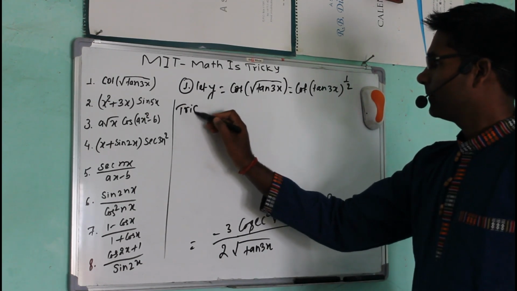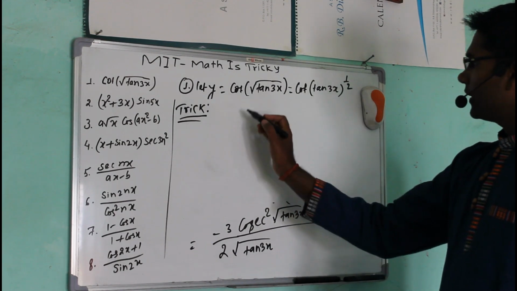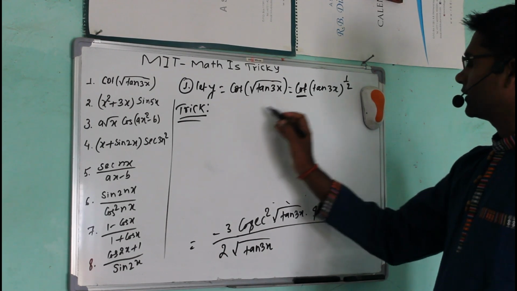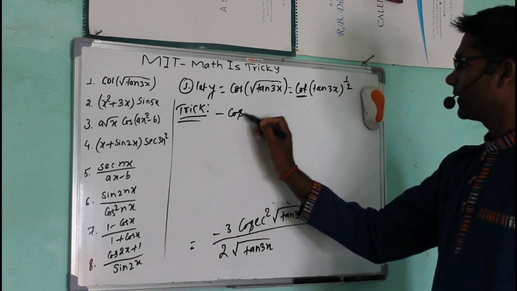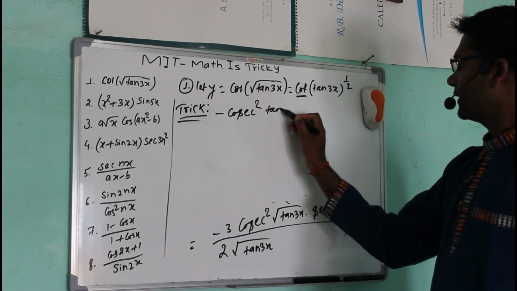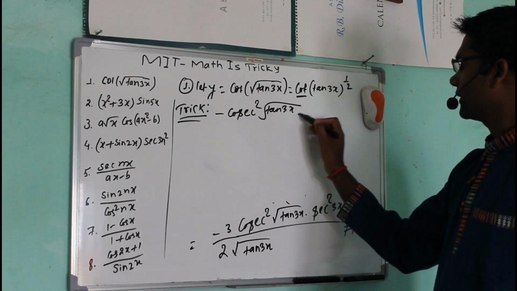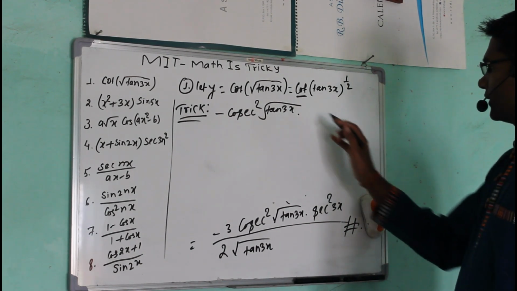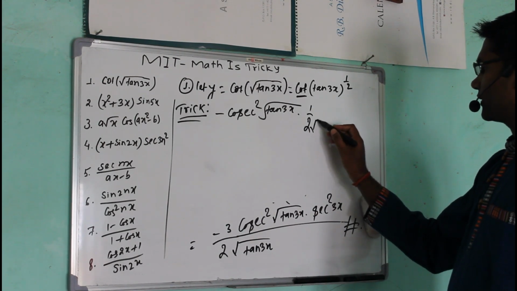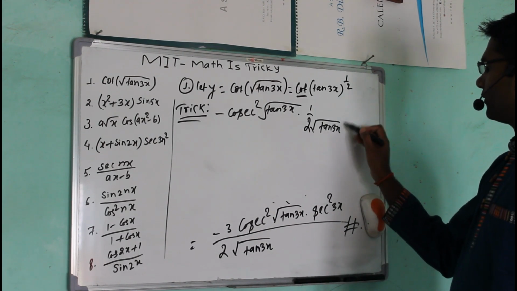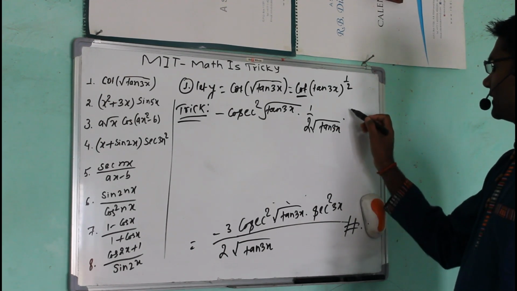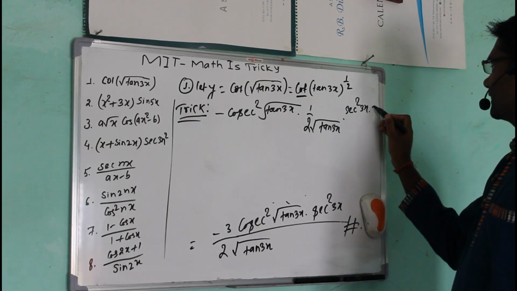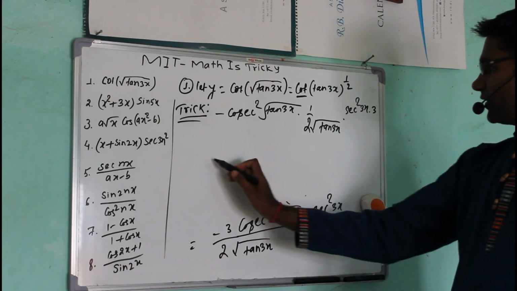For this trick, just find the derivative. First write the derivative of cot, which will be simply minus cosec square root tan 3x. Now the derivative of root tan 3x is 1 by 2 root tan 3x. Now the derivative of tan 3x is sec square 3x. Now the derivative of 3x is simply 3. So you can see we have got the same answer.